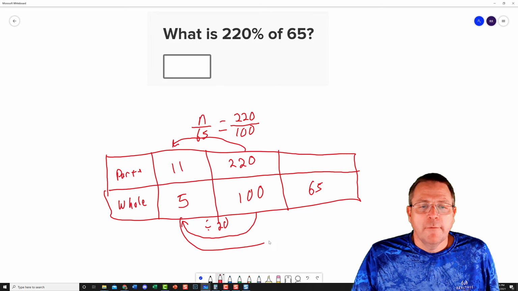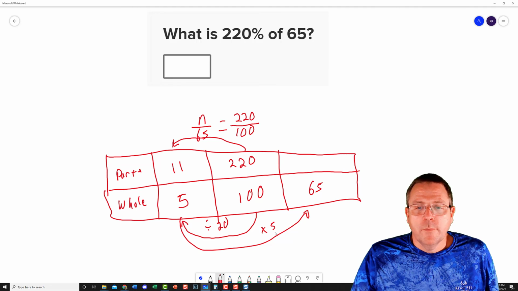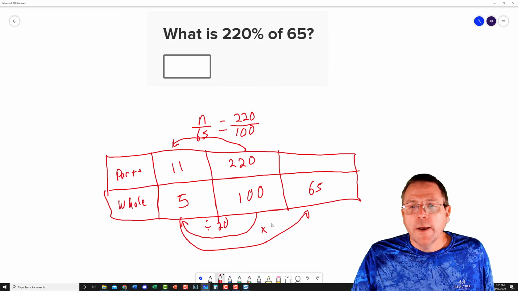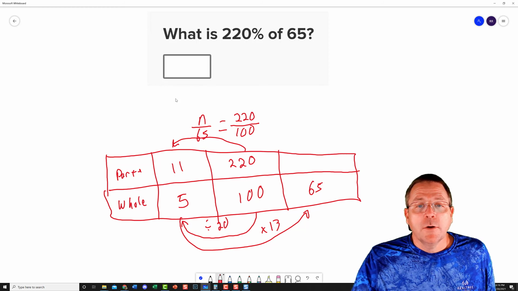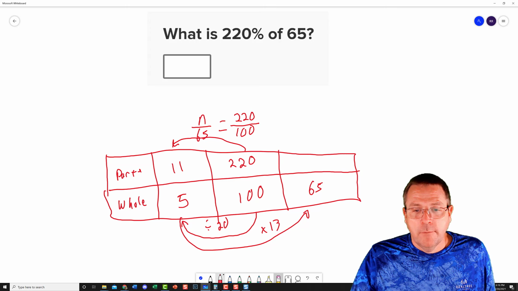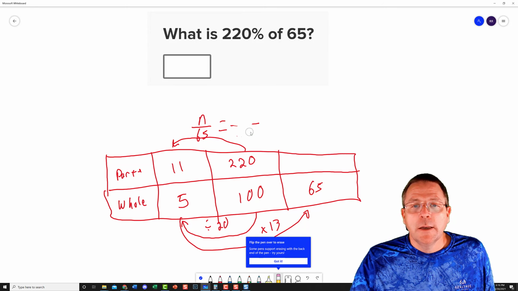Now I'm going to say 5 times what number is 65? 5 times what is 65? That is going to be 13. So I've got to do the same thing on the top. Let me erase this other mess that I didn't need up here.